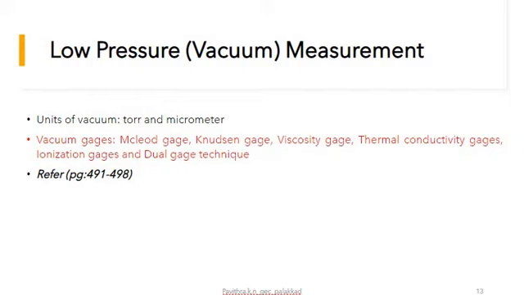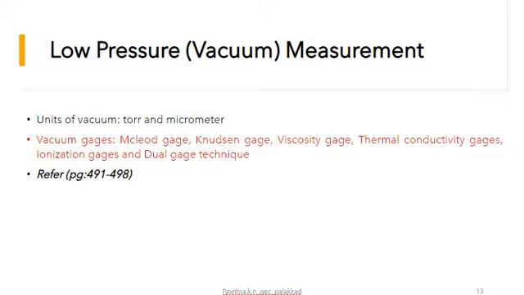Hello all. So in this session I am going to discuss low pressure measurement or vacuum measurement. The unit of vacuum is torr or micrometer. So what are the various devices that we can use for measuring this low pressure? These are given here: McLeod gauge, Knudsen gauge, viscosity gauge, thermal conductivity gauges, ionization gauges and dual gauge techniques. These are a few of the techniques.